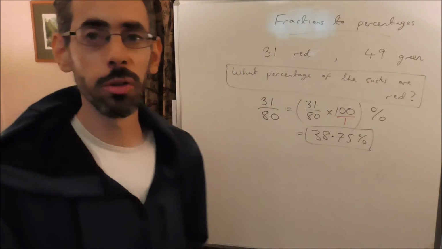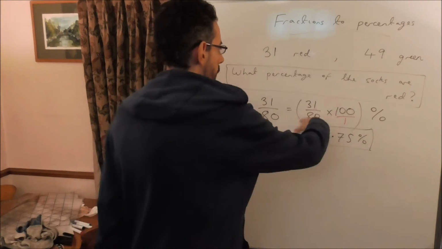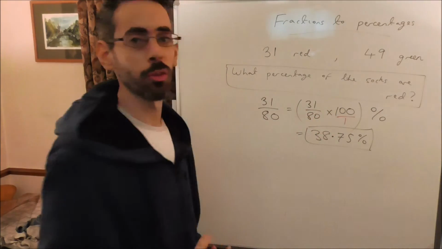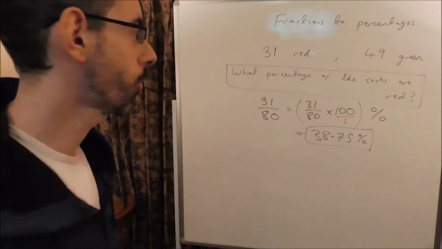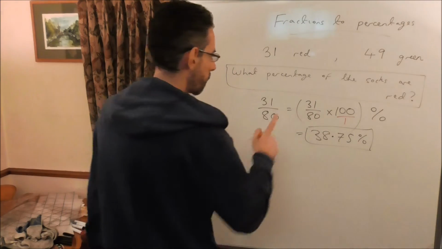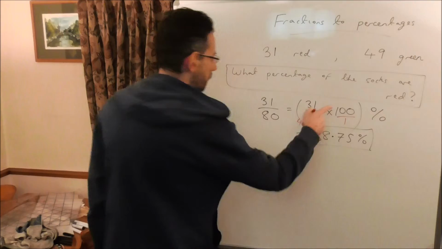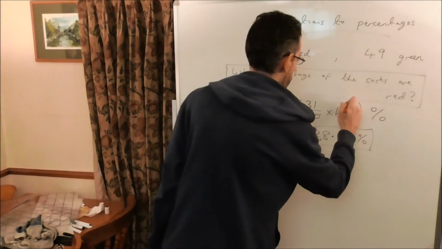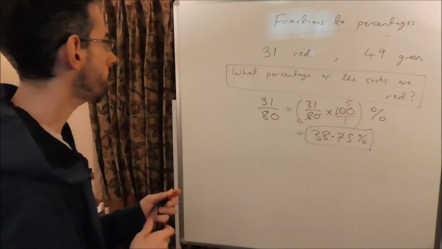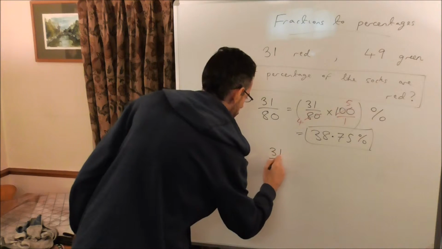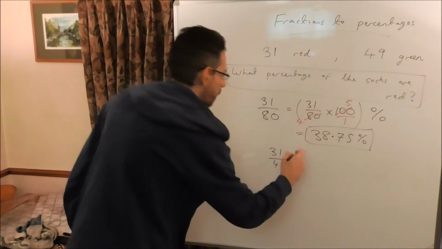When you multiply fractions, you can cancel diagonally. We can do that here because 80 and 100 are both divisible by 20, so we can divide them both by 20. That'll make it a bit easier to multiply the fractions. So 80 divided by 20 is 4, and 100 divided by 20 is 5. So to do this multiplication, let's write down what we've got. We've got 31 over 4 times 5 over 1.